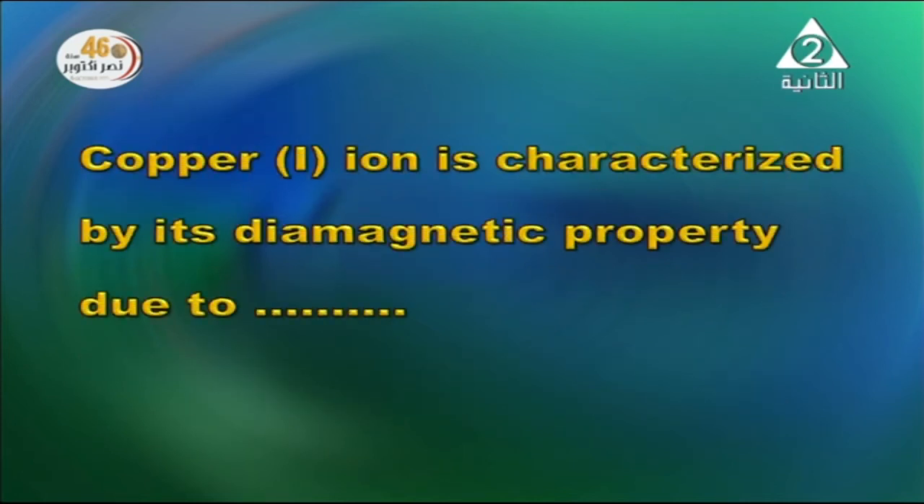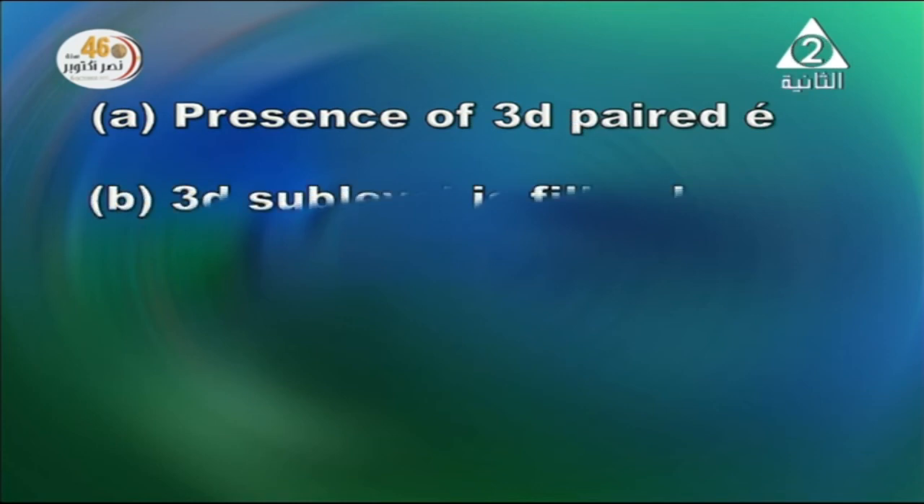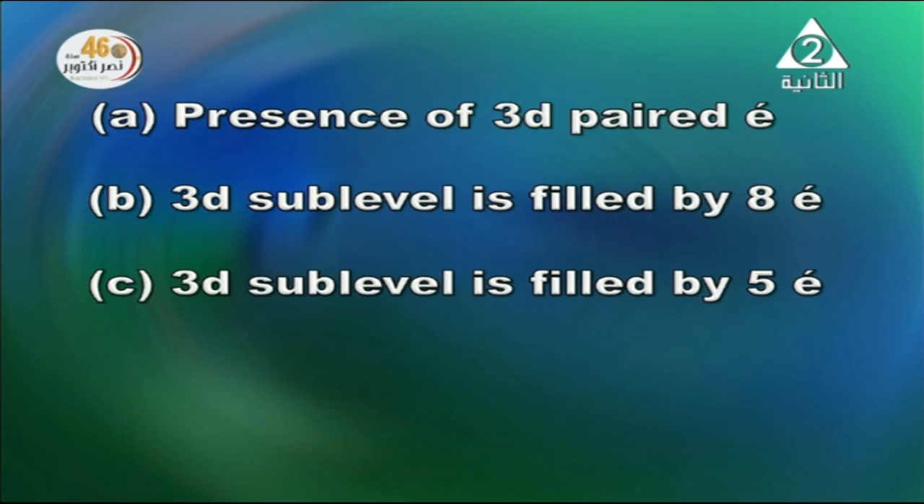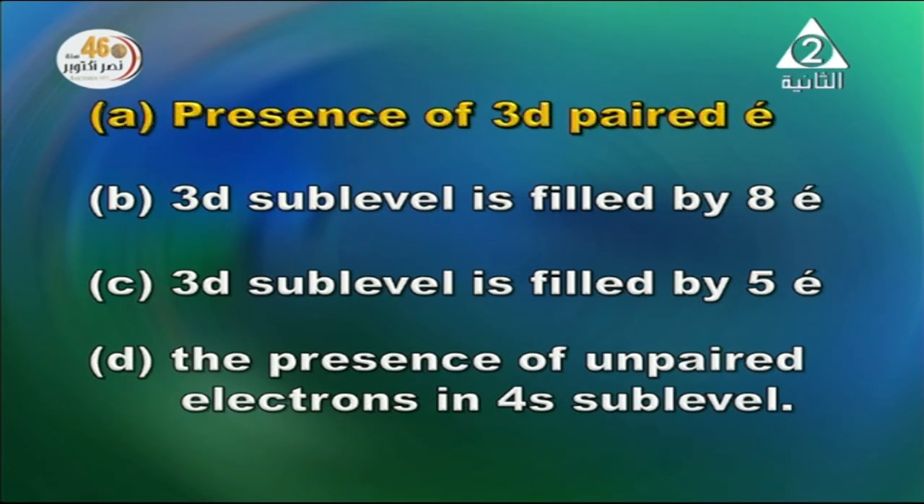Next point. Copper 1 ion is characterized by its diamagnetic property due to what? Presence of 3d paired electrons, 3d sublevel is filled by 8 electrons, 3d sublevel is filled by 5 electrons, or the presence of unpaired electrons in 4s sublevel. If you think about it, yes, it will be the presence of 3d paired electrons.